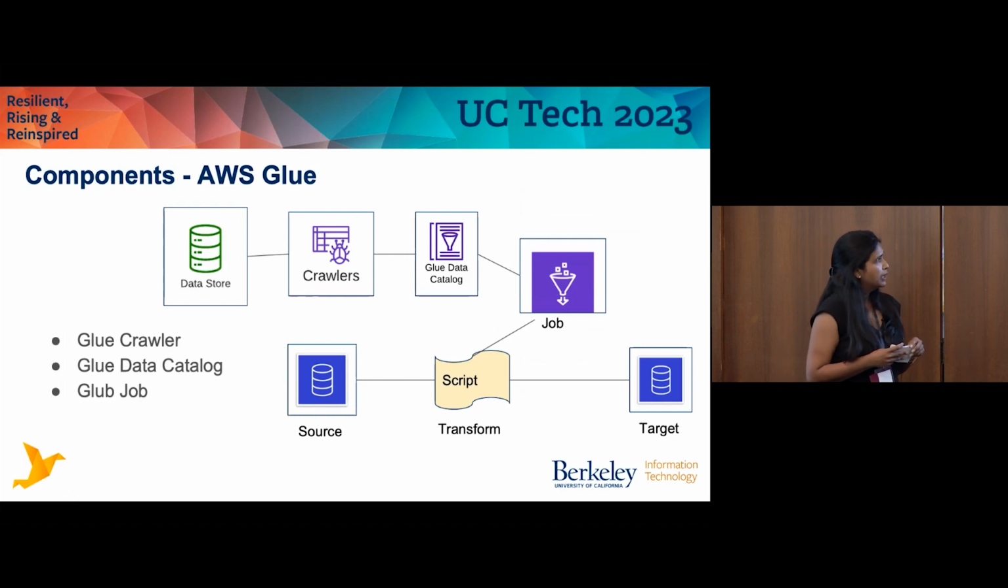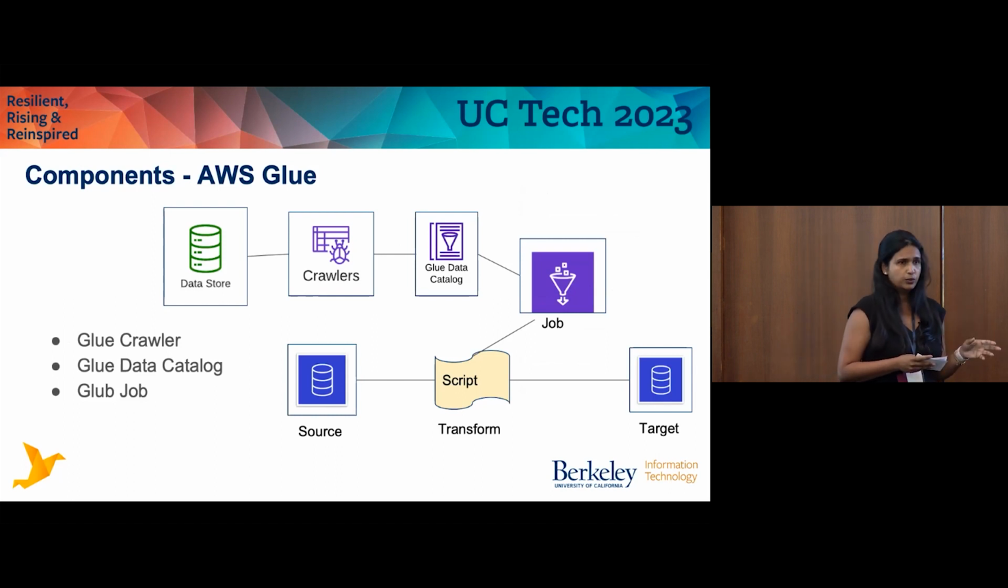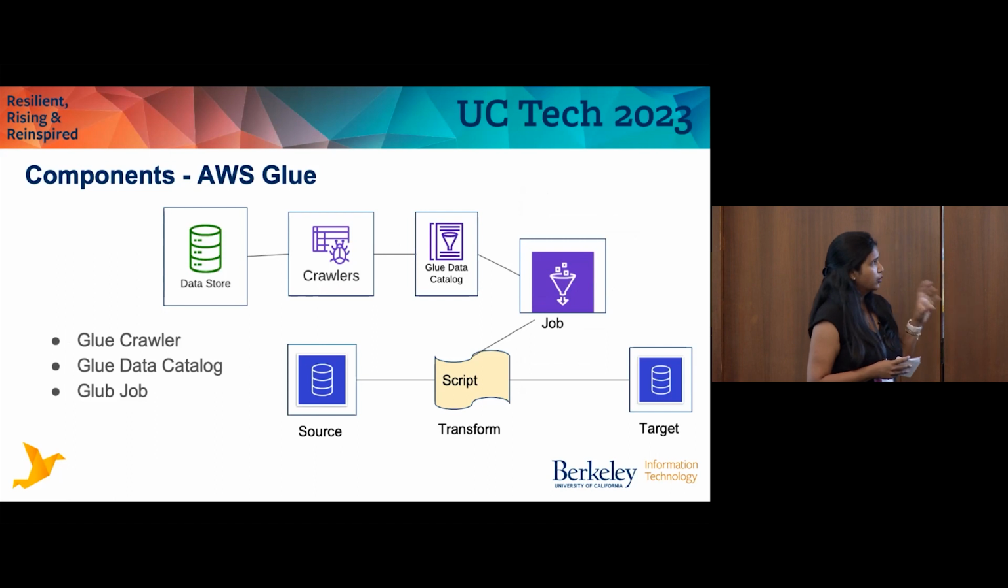Again, there are multiple components in Glue, and the central, core one is the Glue Data Catalog. The other components basically leverage the data catalog and perform their functions.